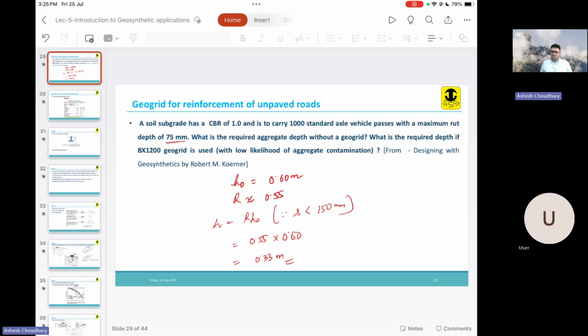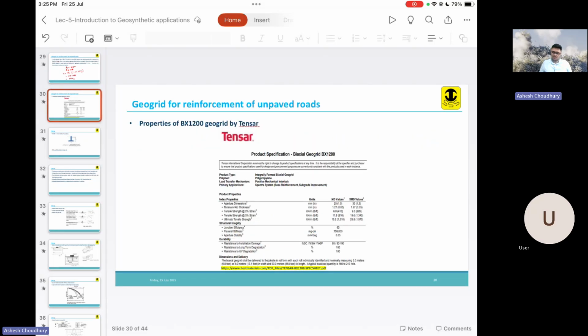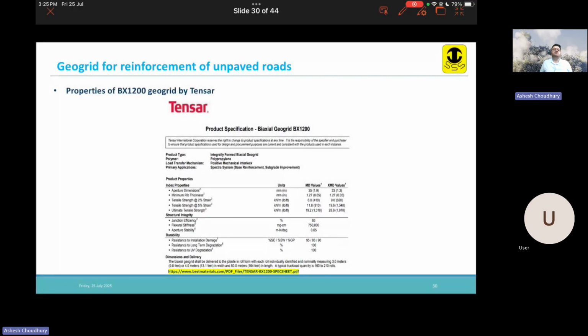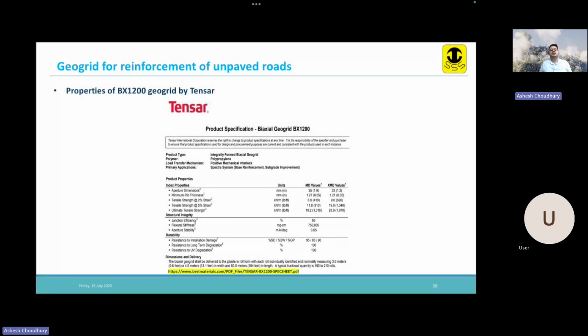Now, BX1200 geogrid, you might be confused. What is BX1200 geogrid? BX1200 geogrid is nothing but a geogrid product of the company Tensar. Okay, so some specifications I have given to you. I got this from this PDF which I have marked here. So you can also see that spec sheet. BX1200 is a biaxial geogrid by Tensar company, and some of the properties are given. We already saw the different physical and mechanical properties of geogrids, right? So here you can see these properties are given.